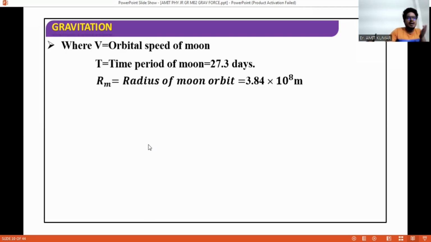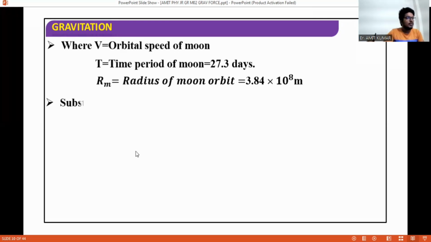Rm is the radius of the moon's orbit, the orbit on which the moon is revolving around the Earth. That radius is 3.84 into 10 to the power 8 meters. You don't need to remember this exactly; just remember that it is nearby 10 to the power 8 meters. If a question comes, the information about the orbital radius of the moon will be given in the question.